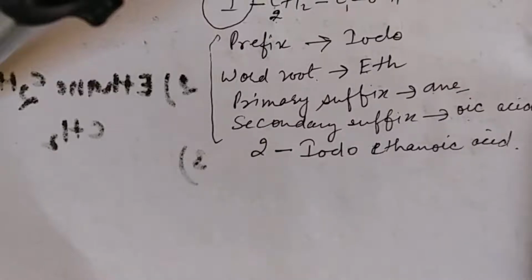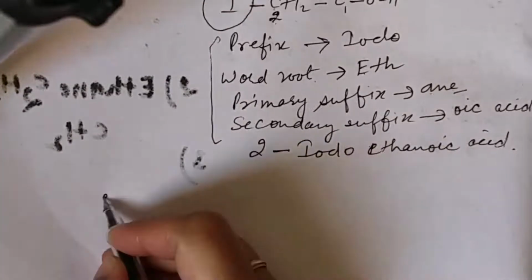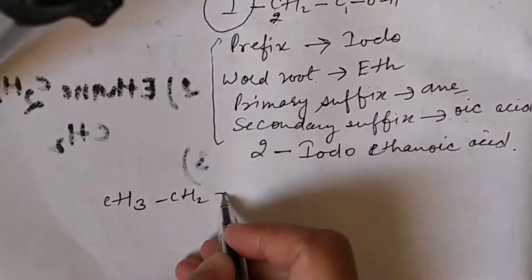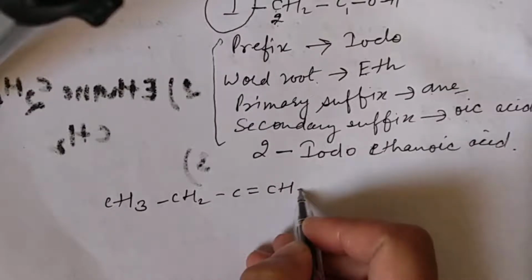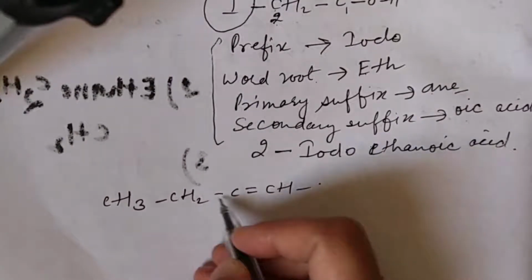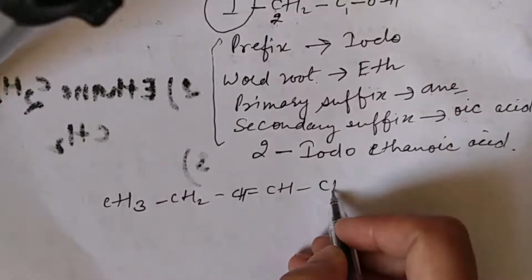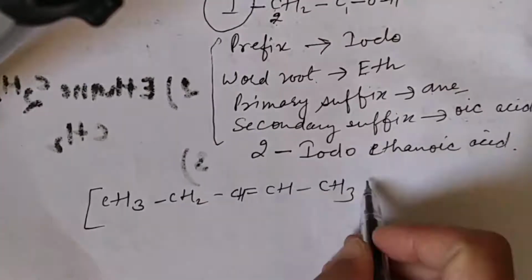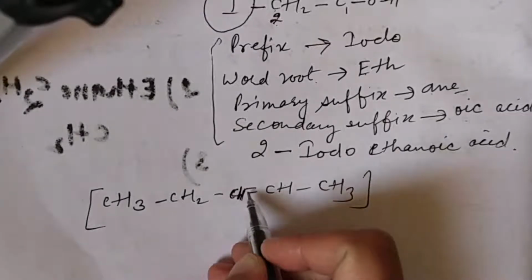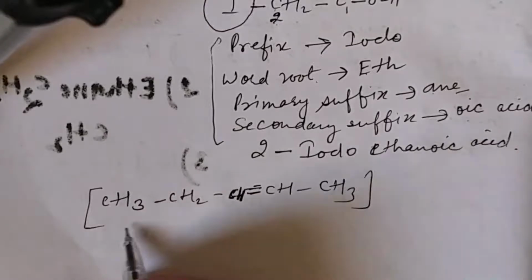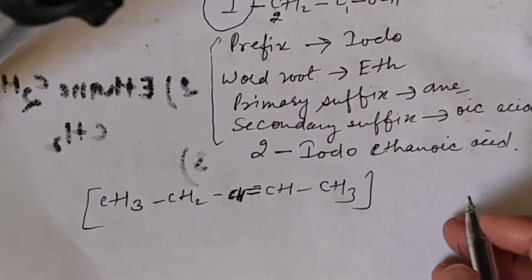Suppose we are taking some examples. Can you give the IUPAC name of this compound? Try to write down the IUPAC name of this compound. It is very easy, and everyone can write down the name. Try to write it down. What will be the IUPAC name of this compound? Try to write it down.